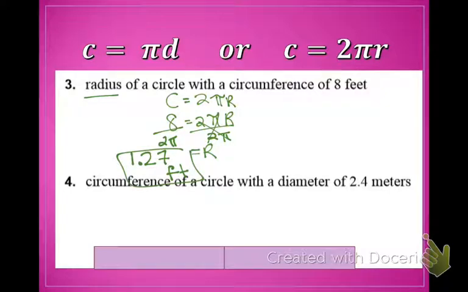The second problem, find the circumference of a circle with a diameter of 2.4 meters. So which formula are we going to use? C equals pi d. All right, so we're trying to find the circumference with a diameter of 2.4. Where am I going to plug in 2.4? Yep. Pi times 2.4. Go ahead and type that into your calculator.